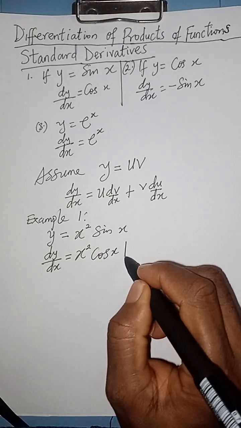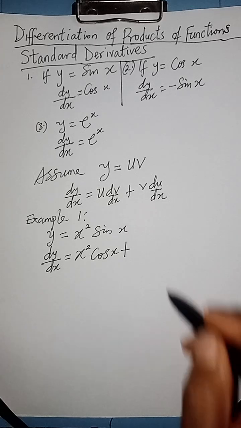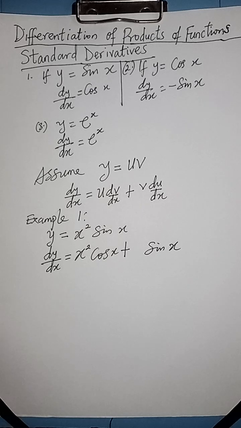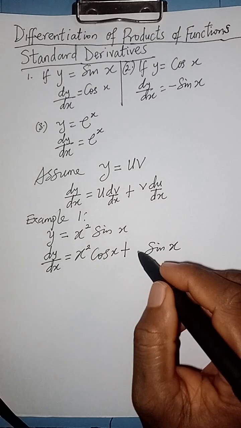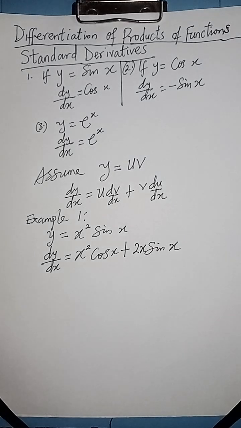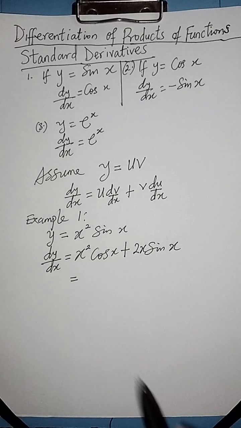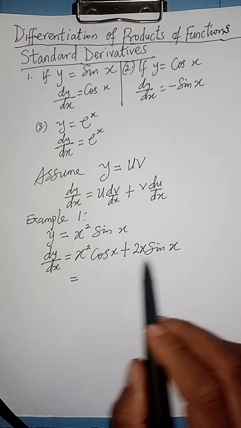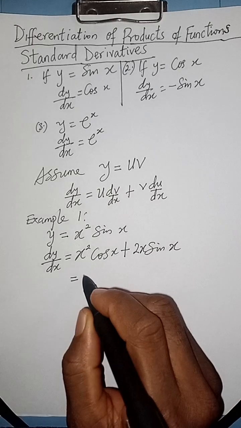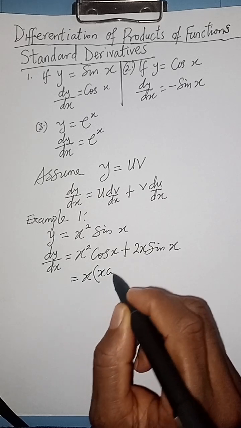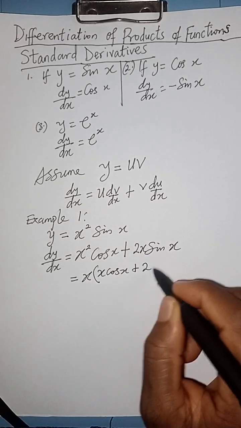Then plus, and this time around you keep sine x constant, and then you differentiate x squared. If you differentiate x squared, you have 2x. That is the answer to the question. You can take a step further by factorizing this. If you check these two terms, the highest common factor is x. So this can be x(x cos x plus 2 sine x).